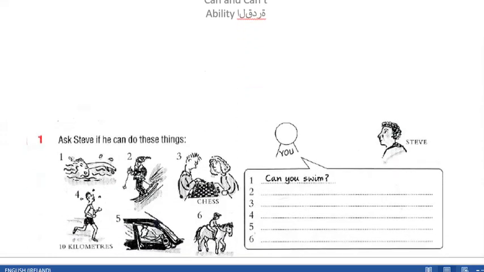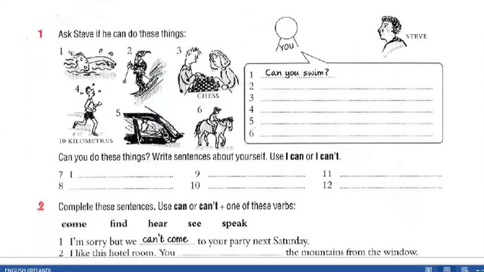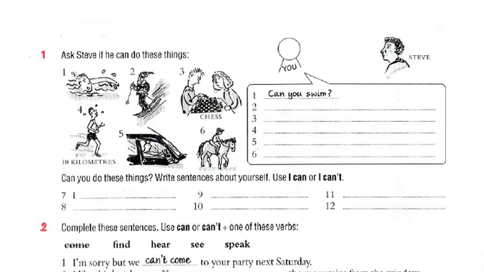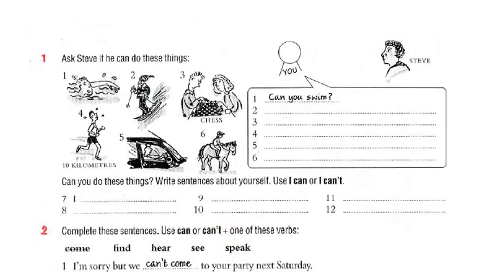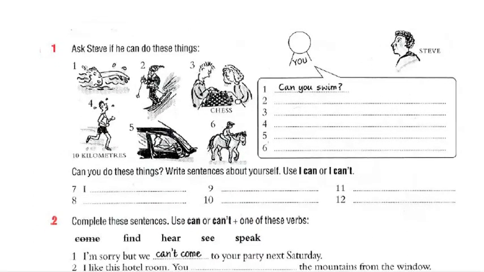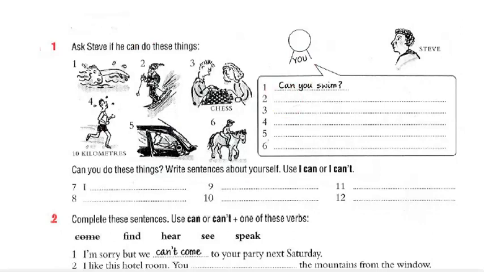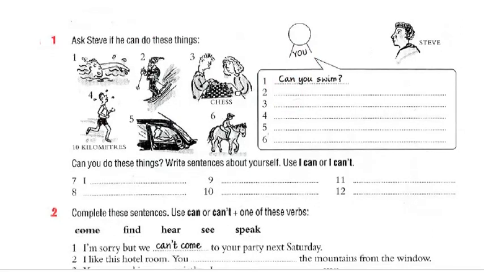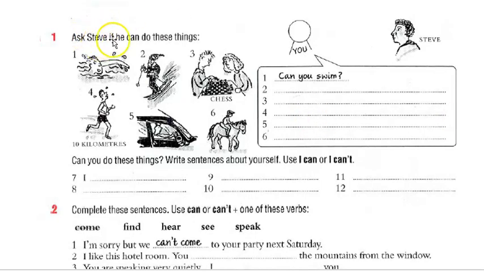And now let's have a look at the worksheet. Now, this worksheet I will send to you. I will send the worksheet to you on WhatsApp or on email. And for homework, you can have a look at this. You have to ask Steve if he can do these things. So we have to ask the question. So you have swim, ski, play chess, run 10 kilometers, drive, ride a horse. So the question, can you swim? Number two, can you ski?